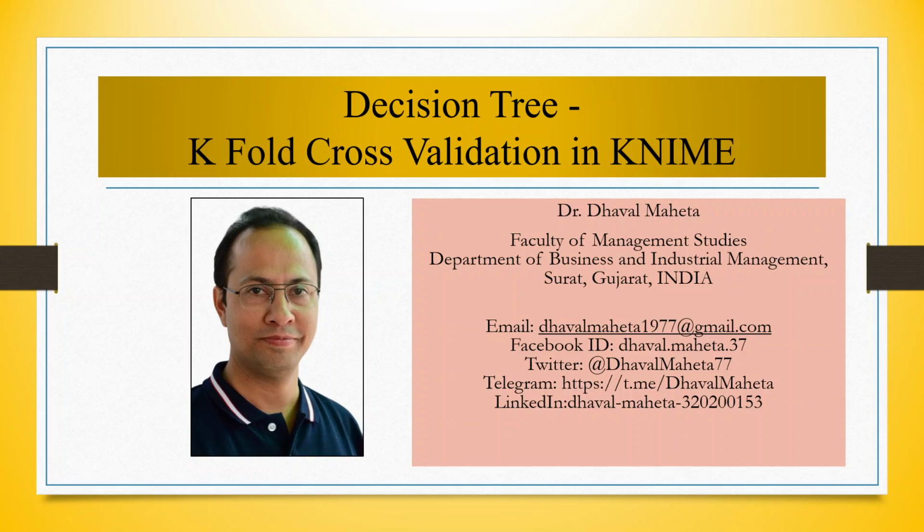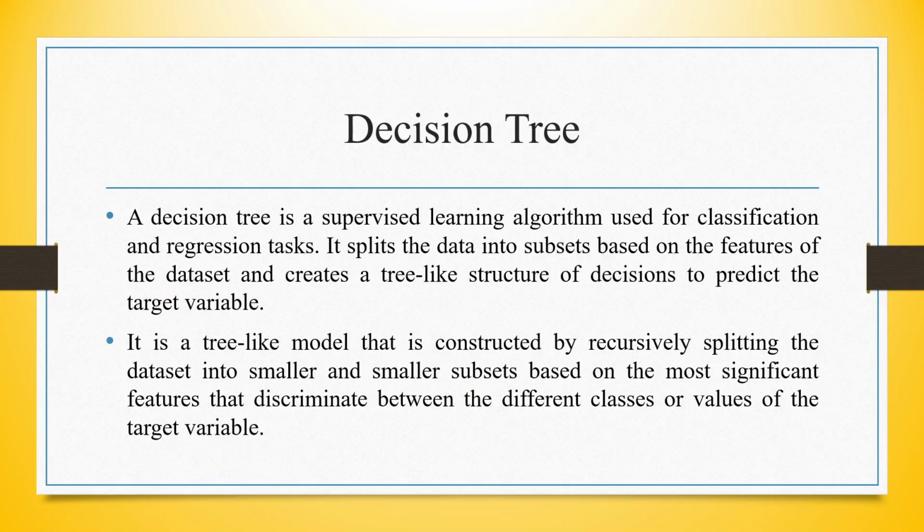And today we will understand how to run kfold cross-validation in decision tree in KNIME. A decision tree is a supervised learning algorithm used for classification and regression tasks. It splits the data into subsets based on the features of the dataset and creates a tree-like structure of decisions to predict the target variable.